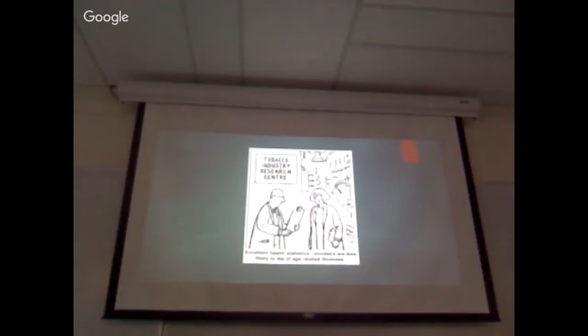So, Tobacco Industry Research Center, excellent health statistics: smokers are less likely to die of age-related illnesses. Okay? Now, that's kind of true. If you look at any of the historic data, especially going back in the 50s to the 80s, regular cigarette smoking on average cut somewhere between 12 to 14 years off of people's lives. So consequently, yeah, good news. Smoking tobacco is going to keep you from dying of age-related illnesses.